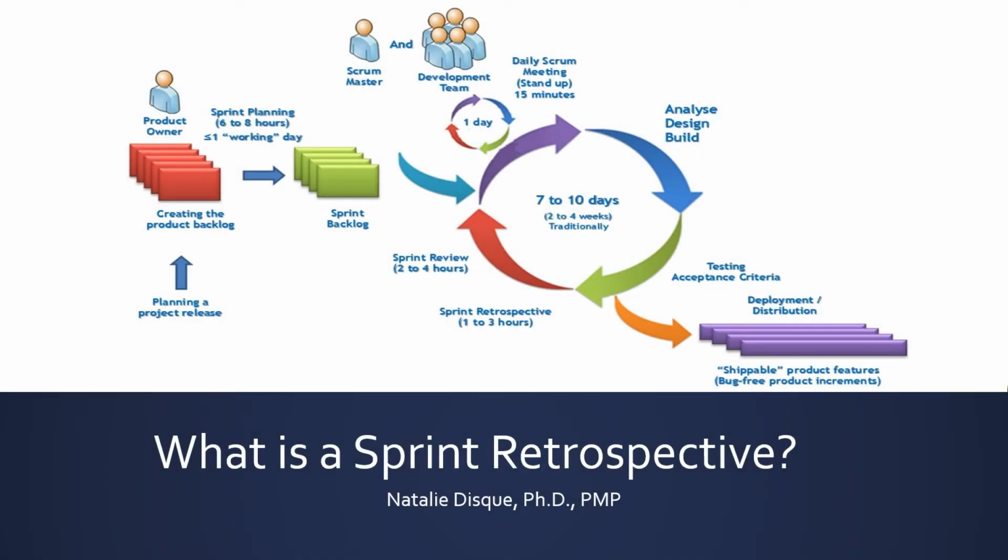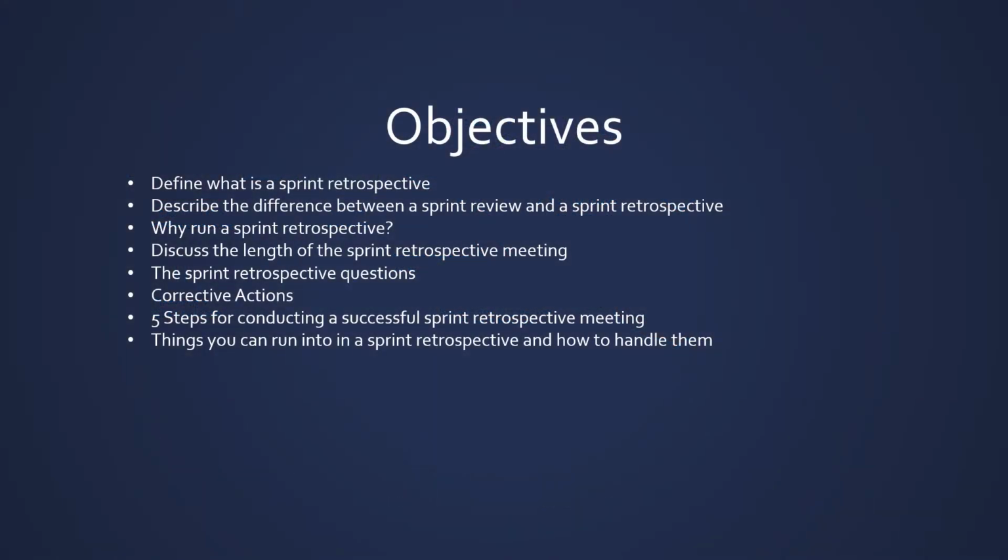It is on what is a sprint retrospective. The objectives for this video are to define what a sprint retrospective is, describe the difference between a sprint review and a sprint retrospective, why run a sprint retrospective, discuss the length of the sprint retrospective meeting, the sprint retrospective questions to be asked in the meeting, corrective actions, 5 action steps for conducting a successful sprint retrospective meeting, and things that you can run into in a sprint retrospective and how to handle them as a project manager. So let's get started.